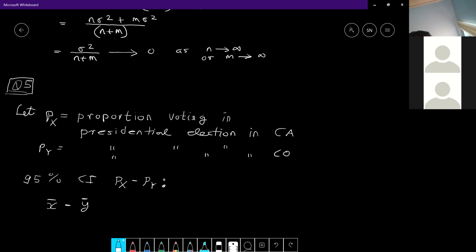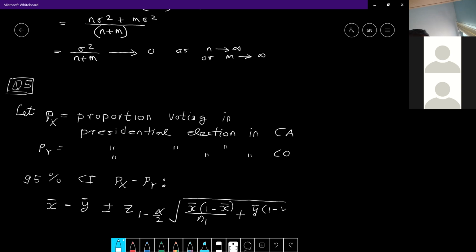X bar is the sample proportion for the first population, y bar is the sample proportion for the second, then z of 1 minus alpha by 2, and then in brackets you have these numbers. N1 is the sample size for the first population, and N2 is the sample size for the second population. So this is the formula. It is in the notes I gave you, both the scanned notes and the printed notes.